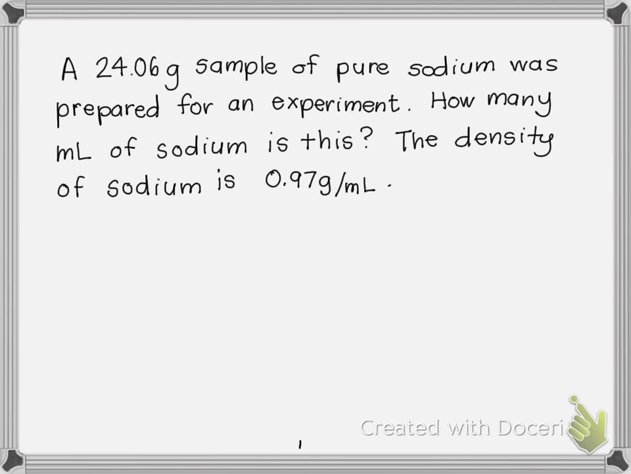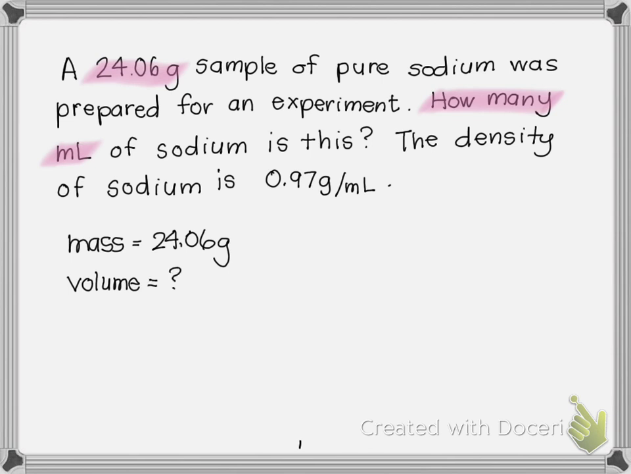So if I review what I'm given, I know that I have 24.06 grams. So that's my mass, because the unit of grams is for mass. And then as I continue reading my problem, the question is how many milliliters? So milliliters is the unit for volume. So I don't know the volume. That is what I'm going to be trying to calculate in this problem.